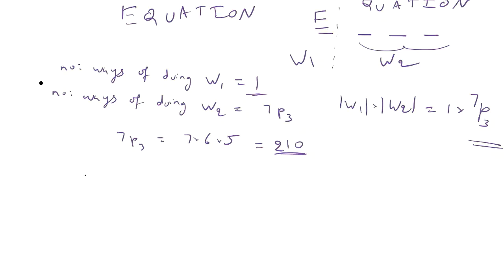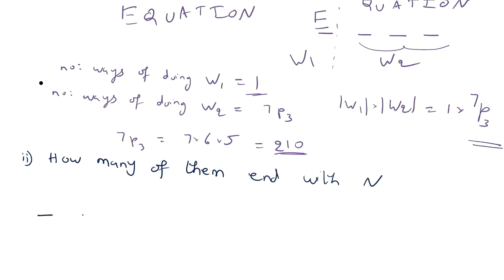Let us look into the second one, that is, how many of them end with N. Now we have 8 distinct letters and we have to form 4-letter words. Out of those 4-letter words, how many of them end with N? That is the question. So we have these 4 blanks.